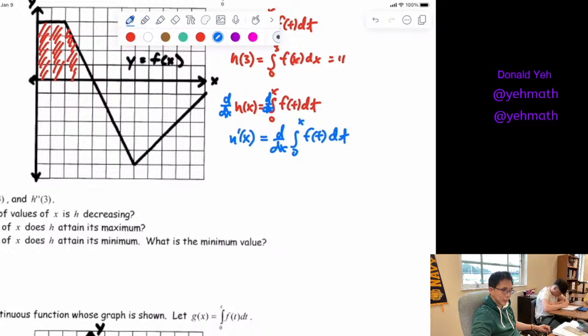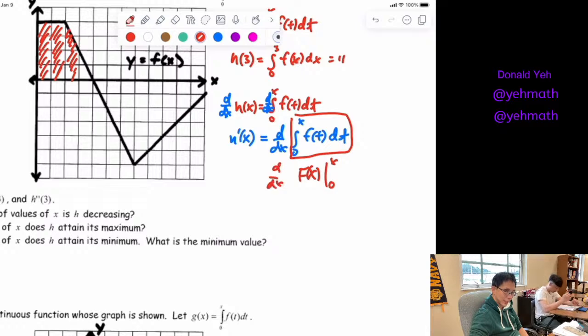Now, if I do integration, this part is the fundamental theorem of calculus, right? What's the integration of f(t) dt? It's big F of x minus big F of 0. Yes. So it's big F of x evaluated between 0 and x.